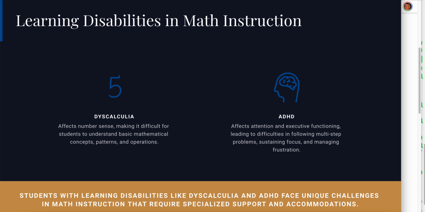With ADHD, this is going to affect their attention and their executive functioning, and it leads to difficulties in following multi-step problems, sustaining focus, and really managing frustration. And as the parent of a kid on the autism spectrum, she very specifically has challenges related to executive functioning. And if you think about yourself, and you try to put yourself in the role of someone with executive functioning challenges, imagine yourself in Books-A-Million, and you have to pick a book, and there are literally millions of choices.